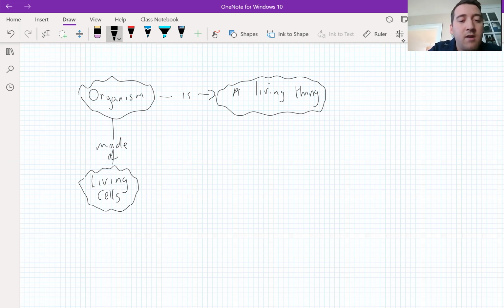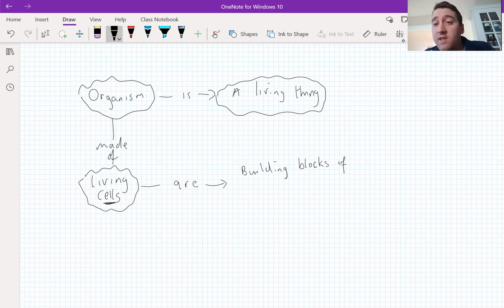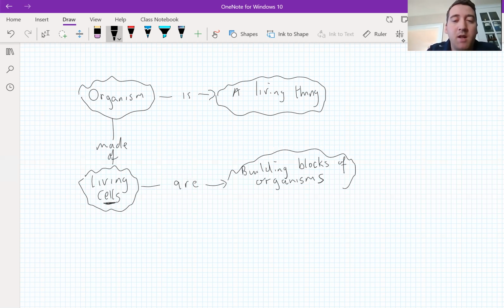So this word here, cells. So what is a cell? Well, cells are the building blocks of living things. Now, I'm not going to use the word living things anymore because we have a better way of saying that now. We have the building blocks of organisms. So cells, living cells are the building blocks of organisms.